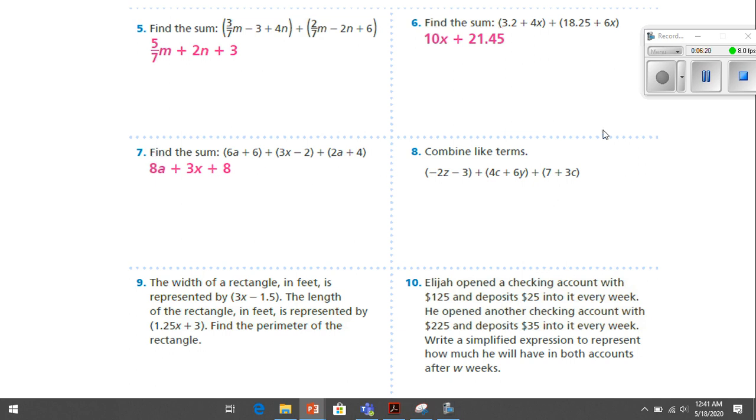We're off to number 8. Combine the like terms. Well, let's do it real quick here. Let's find all the z's.